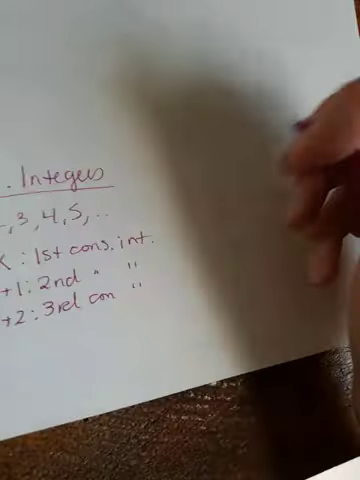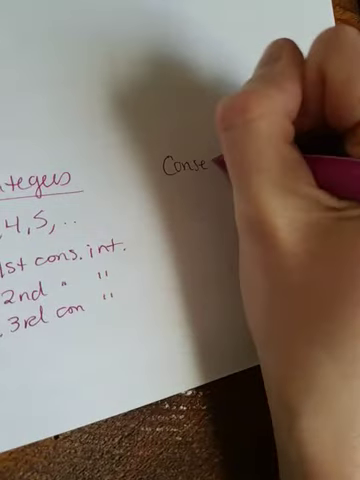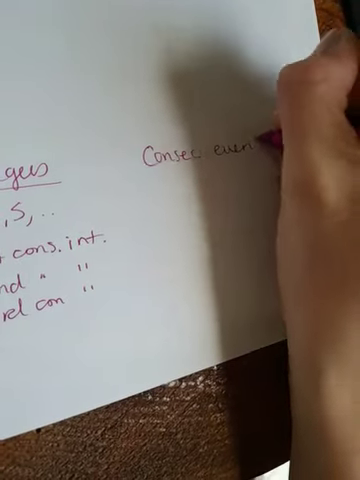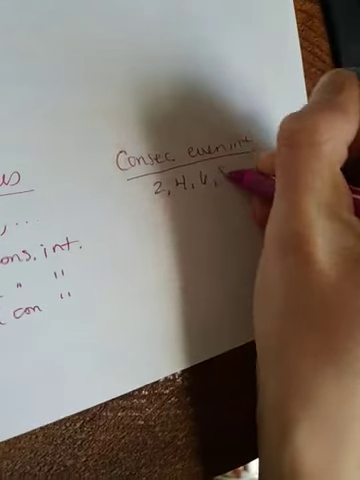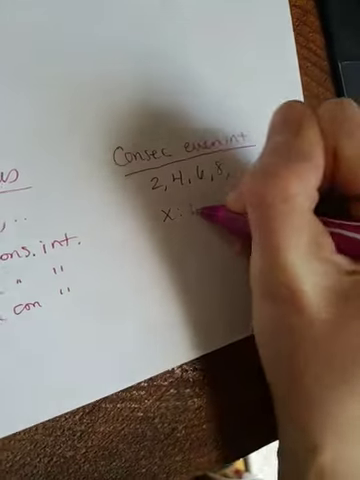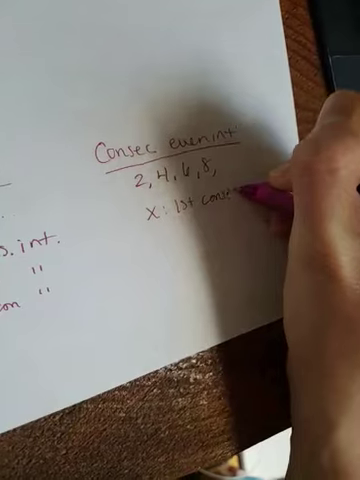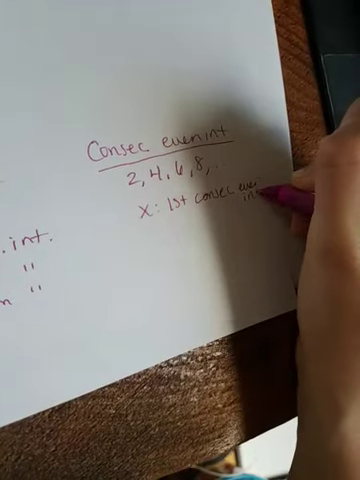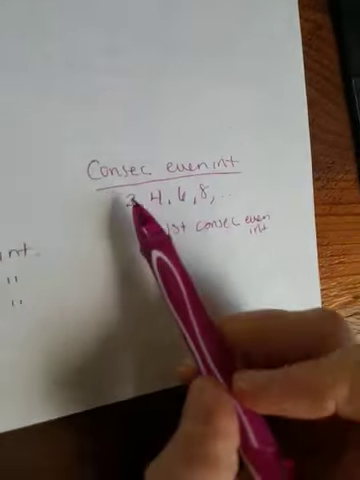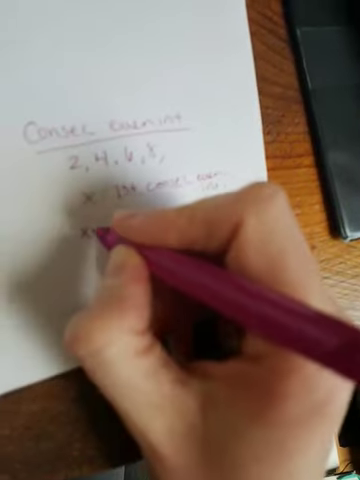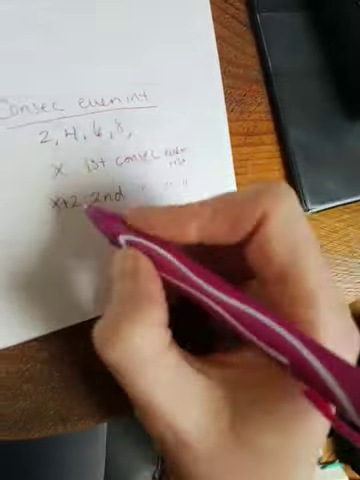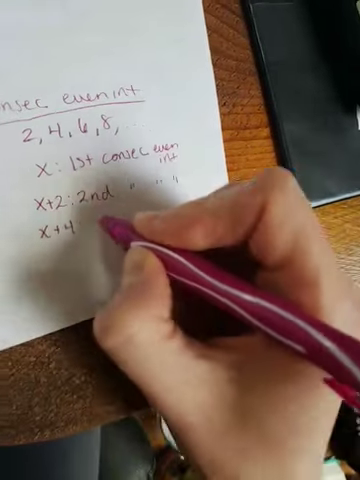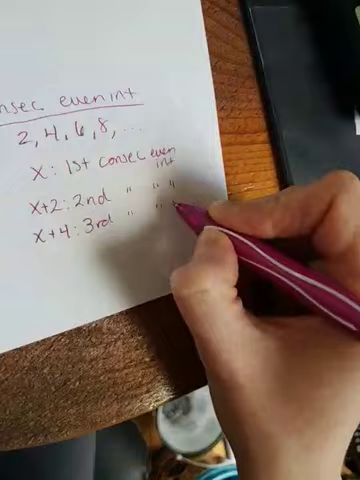Just a quick review. If we have consecutive even integers, that would be like 2, 4, 6, 8, etc. If x is your first consecutive even integer, how do you go? What do you add to go from 2 to 4? You add 2. So x plus 2 is your second consecutive even integer. And then how do you go from 2 to 6? You add 4. That's your third consecutive even integer.